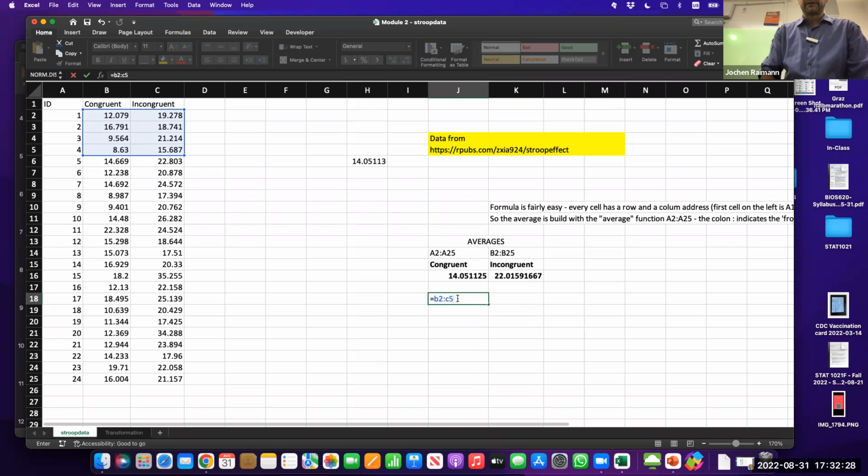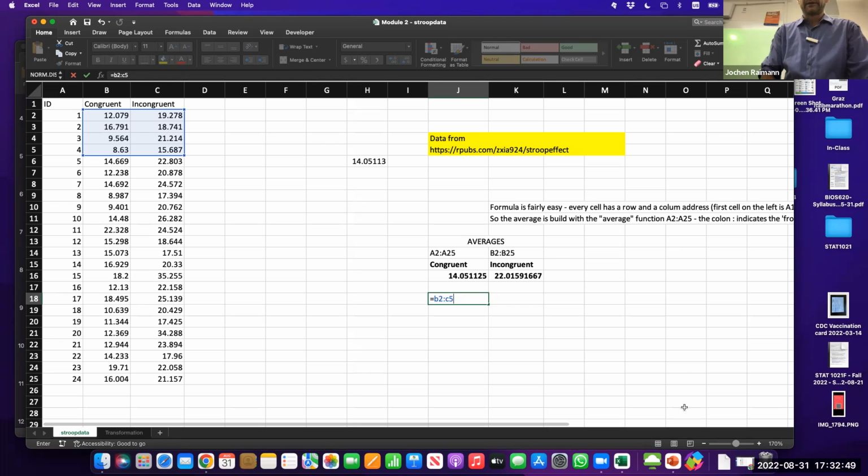You do parentheses, yes. If you download the spreadsheet from Canvas, you will have the formula right there. Congruent matches the color of the word. Yes, exactly.